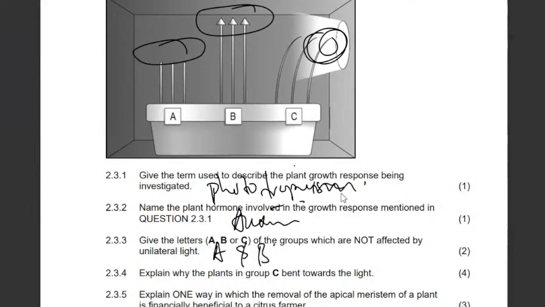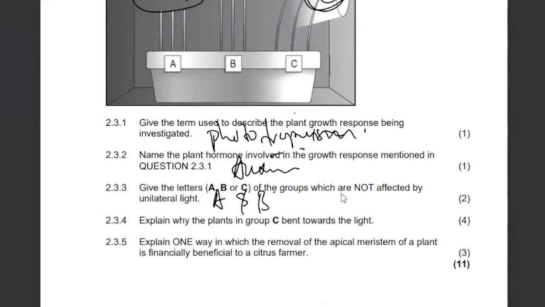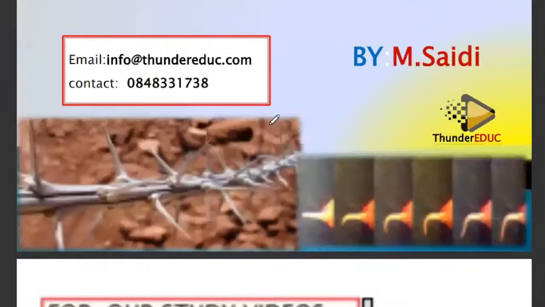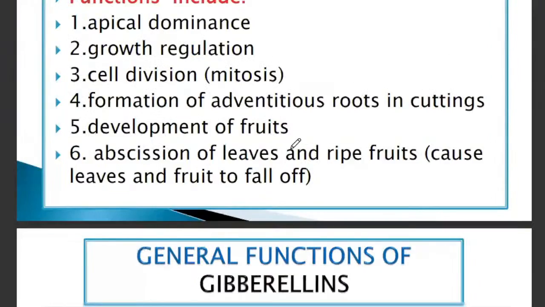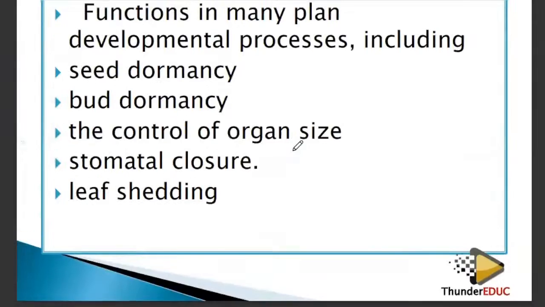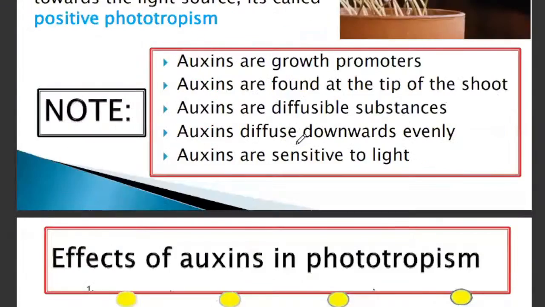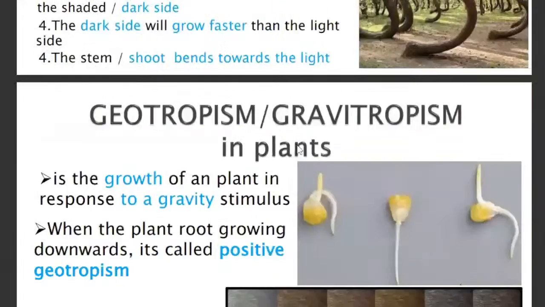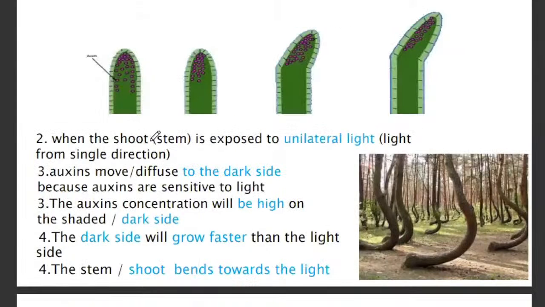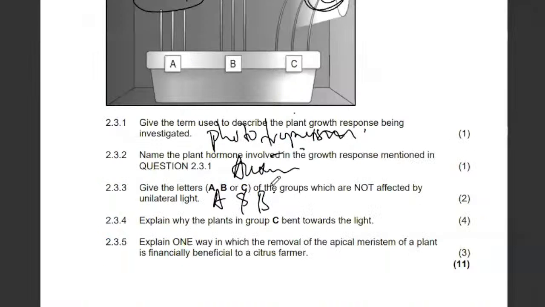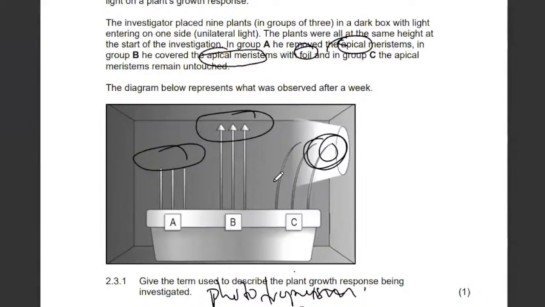Explain why the plant in group C bent towards the source of light, meaning that here you explain there is a high concentration. Let me just show you so that you don't waste too much time from the distinction material, and then you are able to answer. So remember, this is phototropism. So basically, when the shoot is exposed to unilateral light, that's what they say there in the question. As I told you, there is no way you're going to fail. Yes, they said it here.